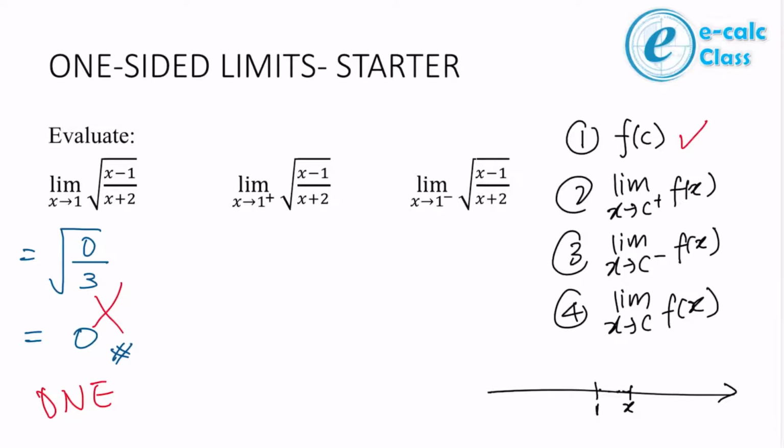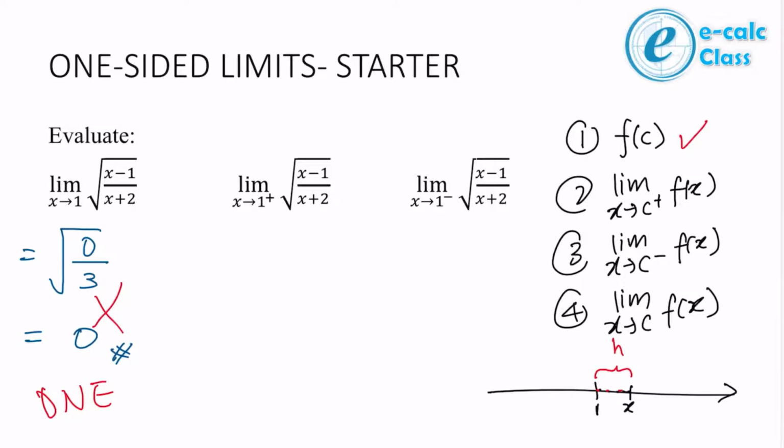And you know that the distance from 1 to your x should be a very small number. I don't want to use epsilon or delta here because I don't mean to write the epsilon delta proof. I will just write an h. Your h is definitely a very, very small number. So how would you express x in terms of h?